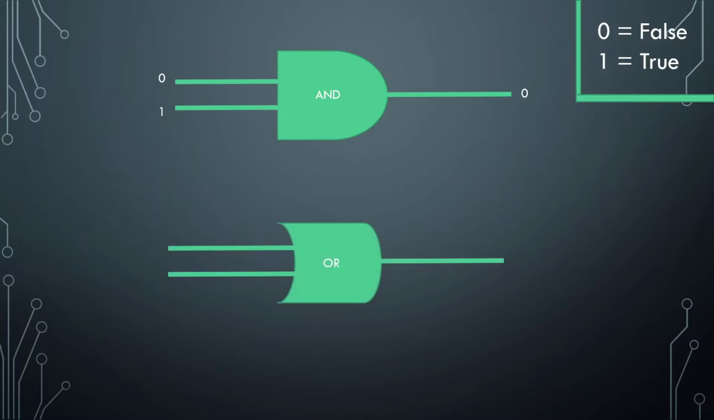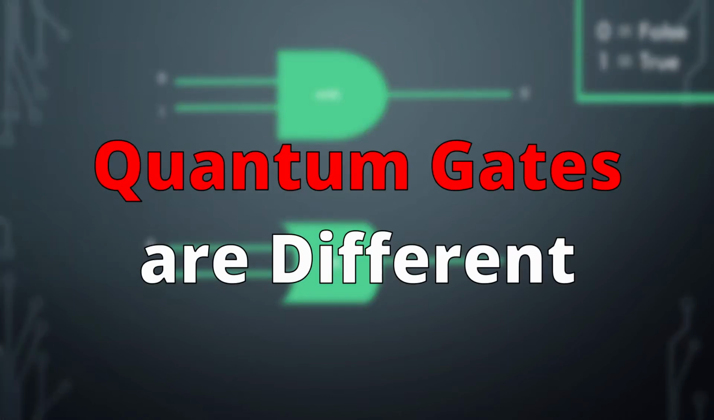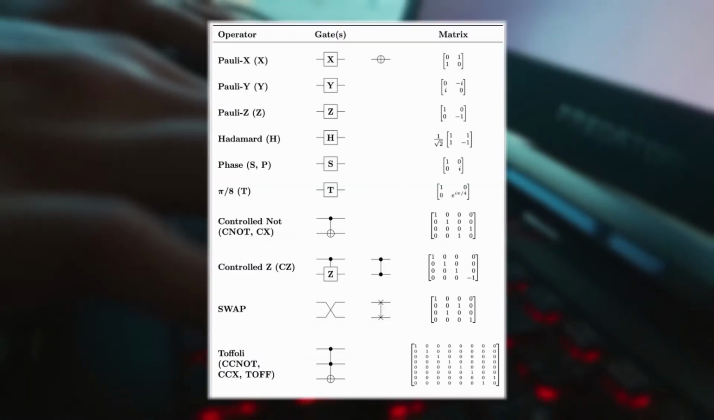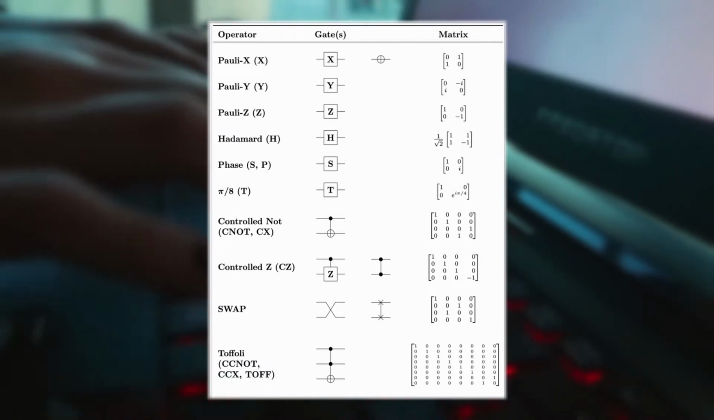But if you had the OR gate and the inputs were 0 and 1, we will get 1. Because with OR, either one or both of these inputs should be true to get true in the output. But quantum computer gates are pretty different. These are the gates in quantum computers, which I got from Wikipedia.